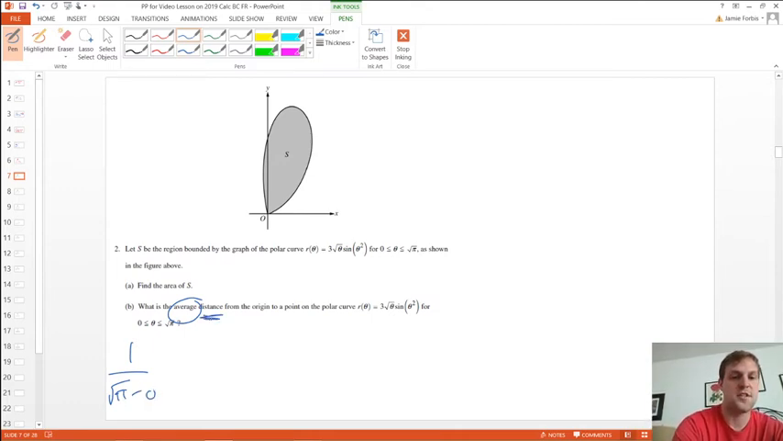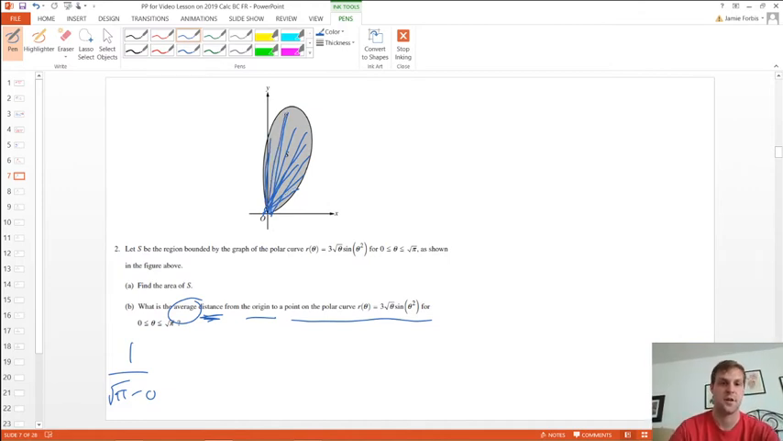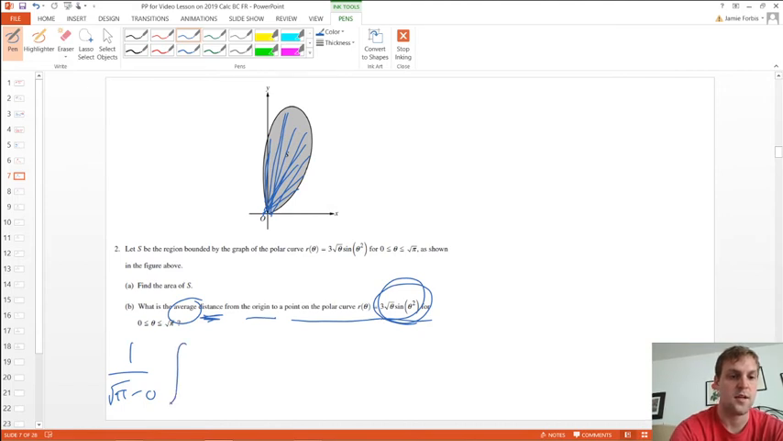And then average distance from the origin to the point on the polar curve. So it wants to know the average ones of these. What do you call those lines? Those are just radiuses. It wants to know the average radius length on this curve. So it wants to know the average value of this function right here. That's it. All we have to do is do the average, which we did that part, a to b, 0 to square root of pi, of my radius function. So just r of theta d theta.